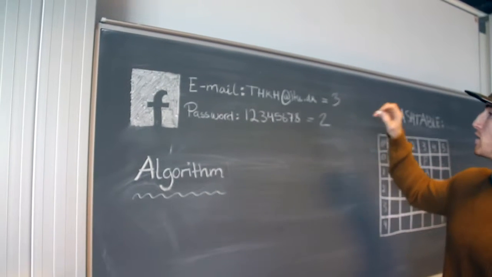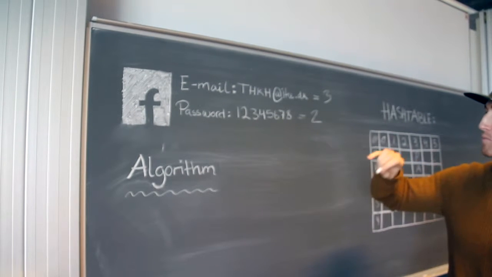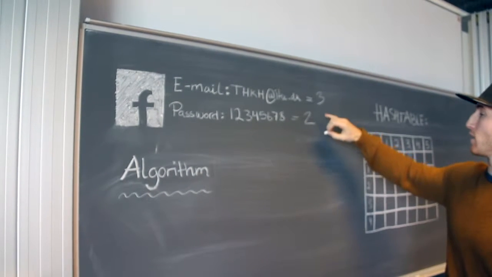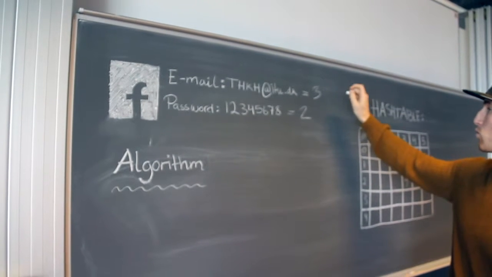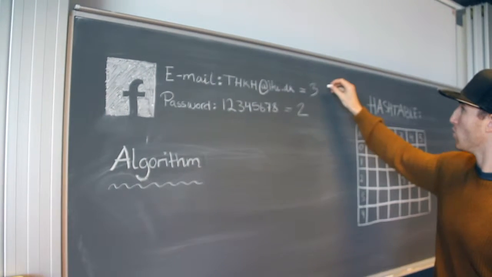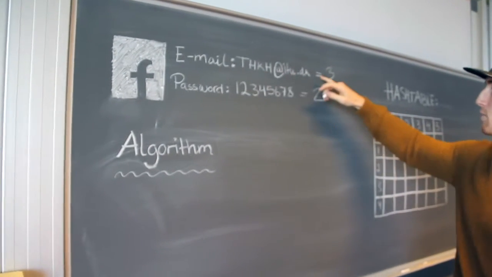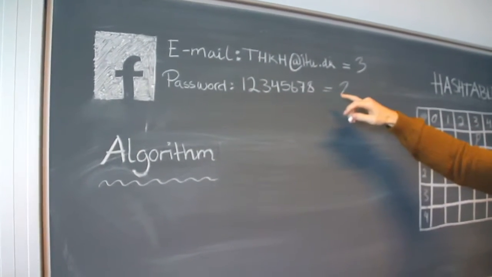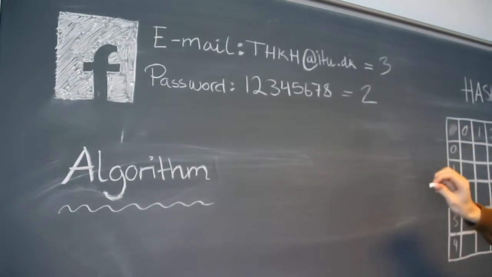So every time that I log into Facebook, from the algorithm, the same hash values will be generated. They'll always be the same, and they are one directional. Which means that Facebook, instead of having to send my entire mail and my entire password, would only have to send the number 3 and the number 2.